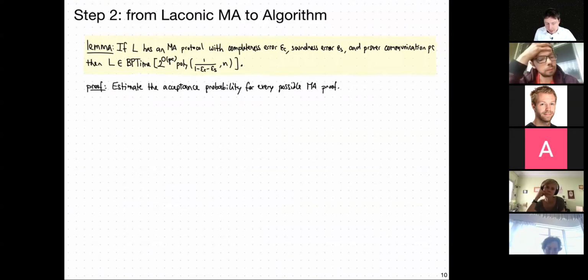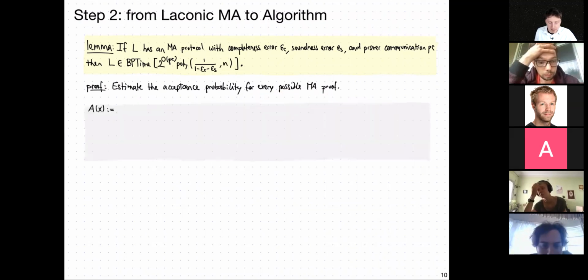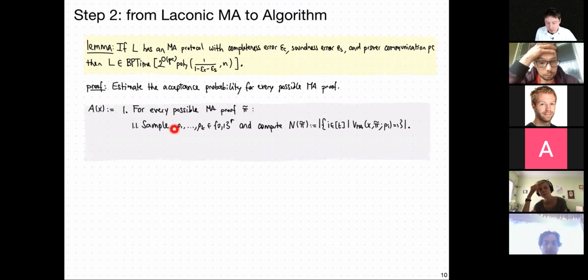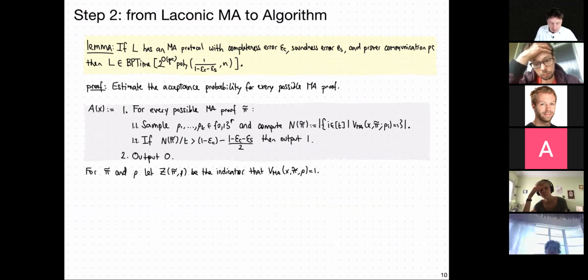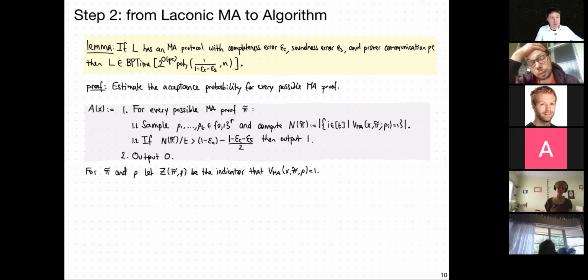And the proof, again, the direct thing that you would do is you are just going to estimate the acceptance probability for every possible MA proof. So here's the algorithm. For every possible MA proof, sample some representative randomnesses and compute the number of accepting ones. And if the fraction is, let's say, above half the gap between completeness and soundness, output 1, otherwise output 0. And by a concentration bound that I'm going to write down here, things work out. But it's exactly what you would do, right? You have an MA proof with a certain completeness and soundness error, communication complexity. You just try all MA proofs and you see, for each MA proof, whether you can find one that is closer to epsilon c or epsilon s.